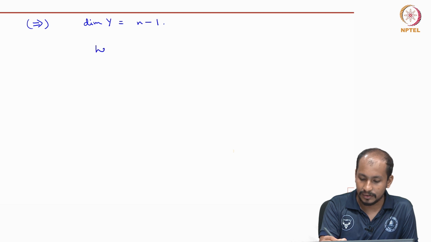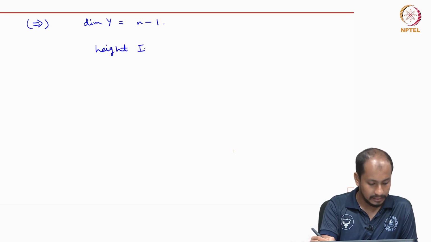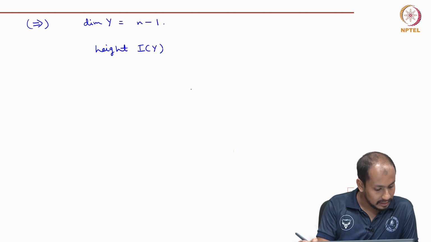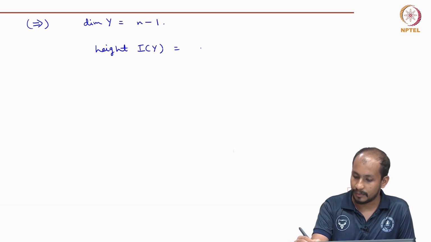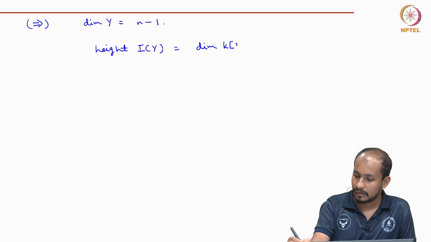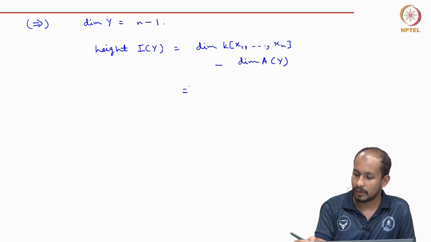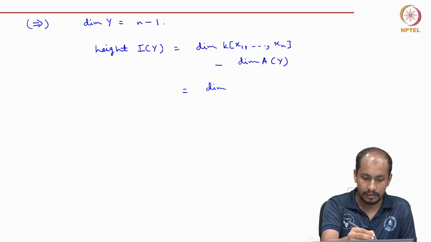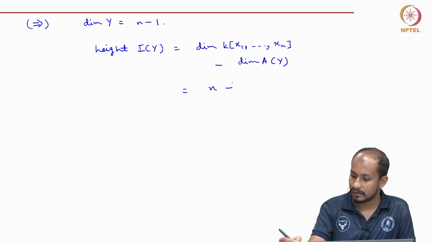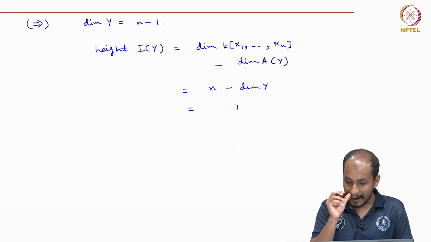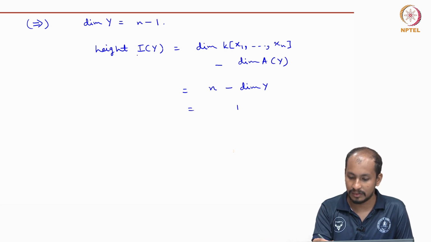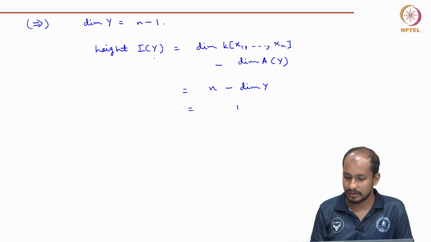From here we can see that the height of I_Y will be equal to the dimension of the same thing, k[x1, up to xn], minus the dimension of A_Y. Now the dimension of A_Y is equal to the dimension of Y, which is n minus 1, so the height of this prime ideal I_Y is equal to 1.